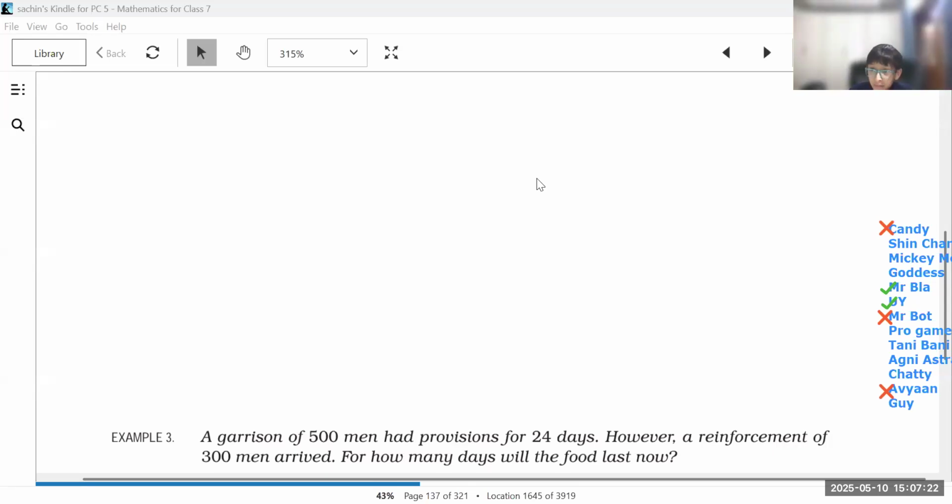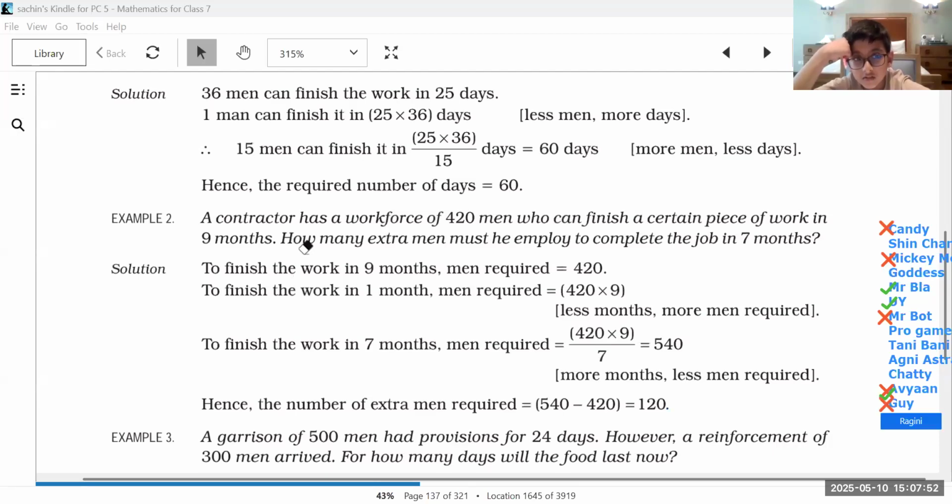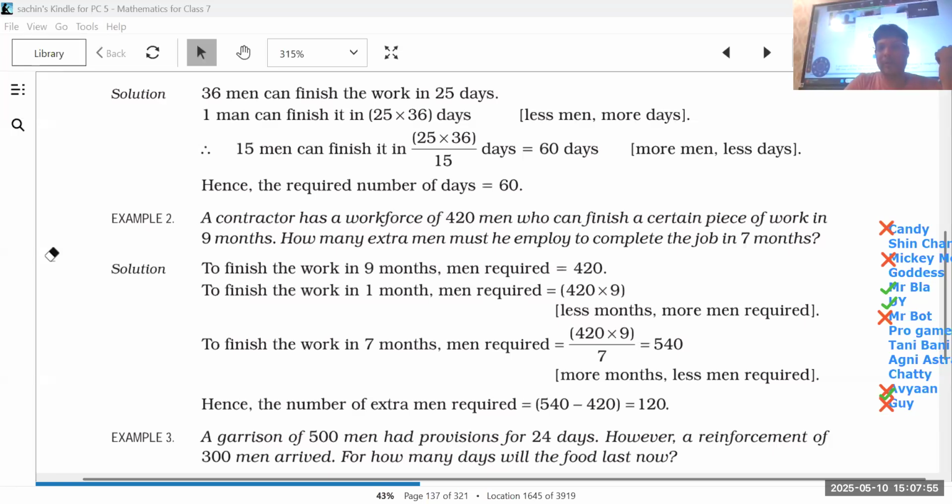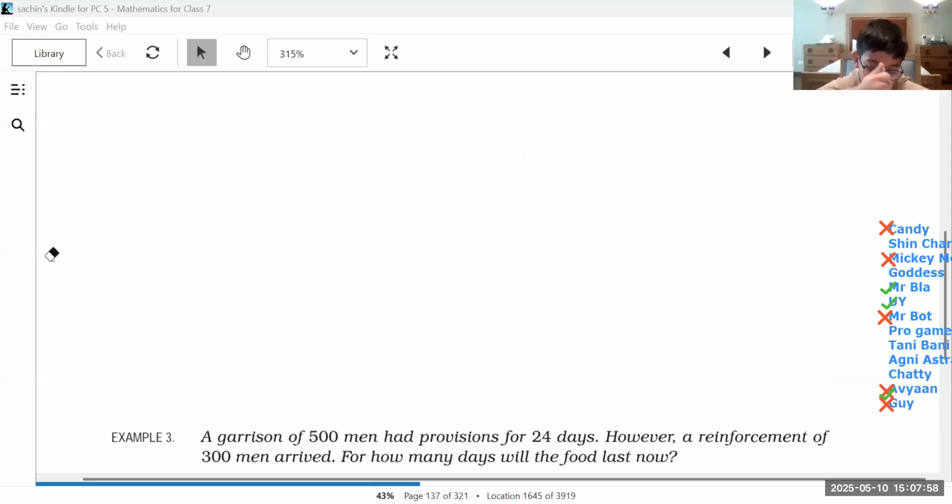Sir, can I go and wash the room? Yes. Sir, who's the conductor? Where? It was there in the previous question. Oh, contractor. It's a contractor, not a bus conductor. Okay, sir. So what does it mean?